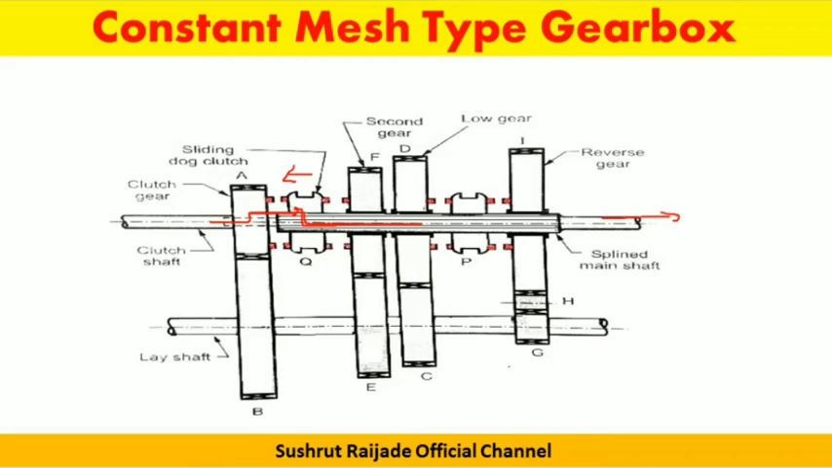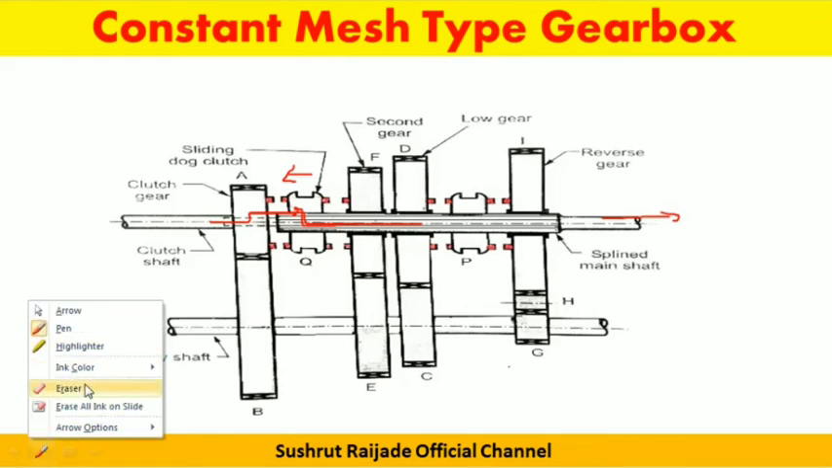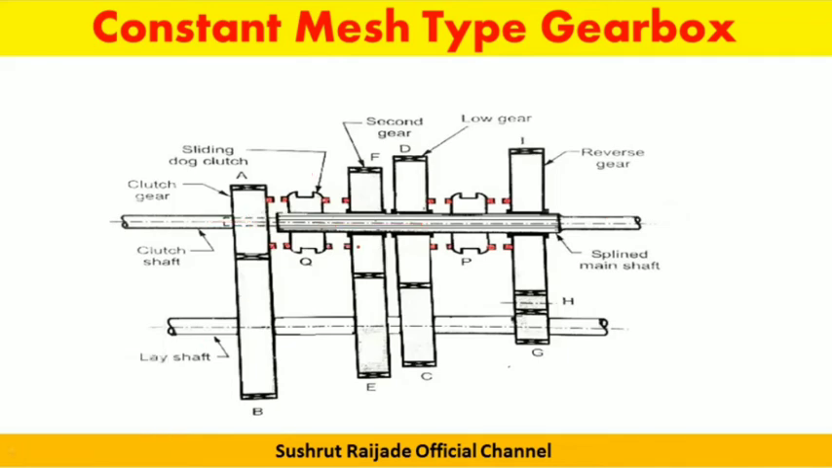To engage the reverse gear, all other dog clutches are disengaged, and then dog clutch P is shifted towards the right, so that the P can be engaged with the gear I. By engaging with the gear I, it will rotate in a reverse direction, so that vehicle moves in a reverse direction. Okay, so let's see how the power will get transmitted.